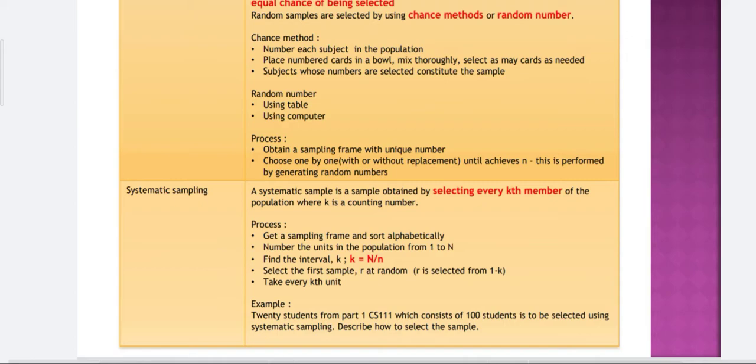The first sample will be selected from 1 until 5. Let's say you select number 5. You select number 5, so student yang kelima will be the first sample. The next sample pula adalah 5 tambah 5, 10 pula. The second sample will be the student yang ke-10. You will doing that until you get 20 students as the sample. Okay, that is the systematic sampling technique.